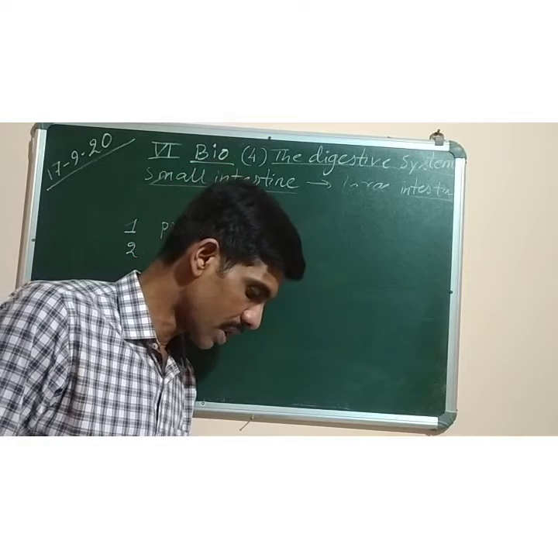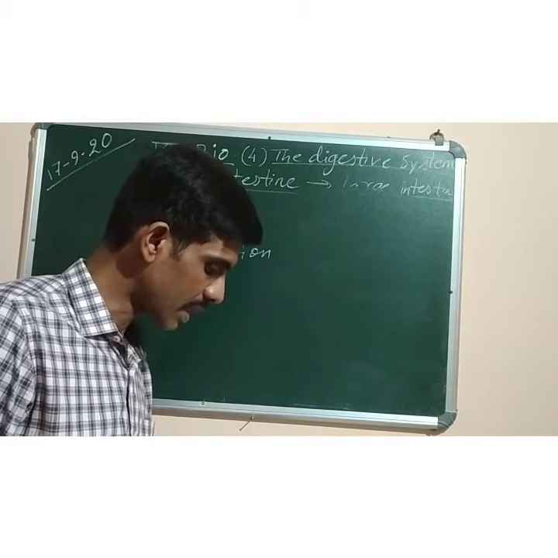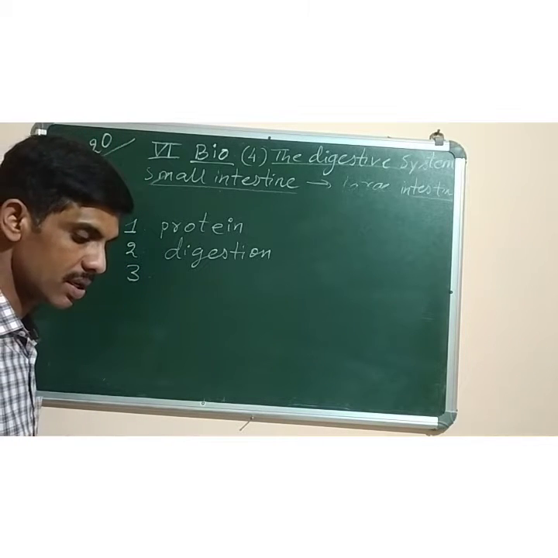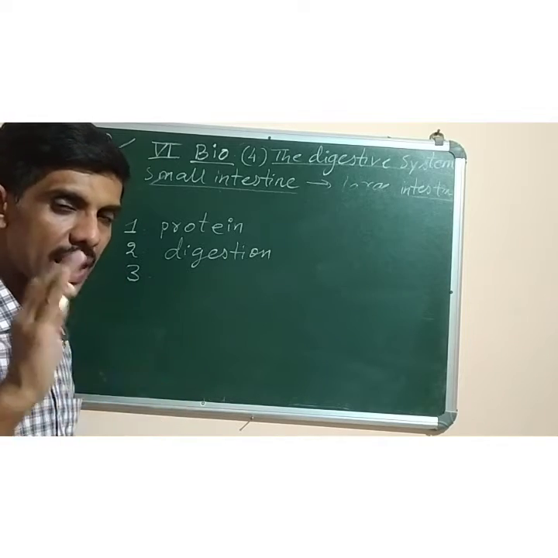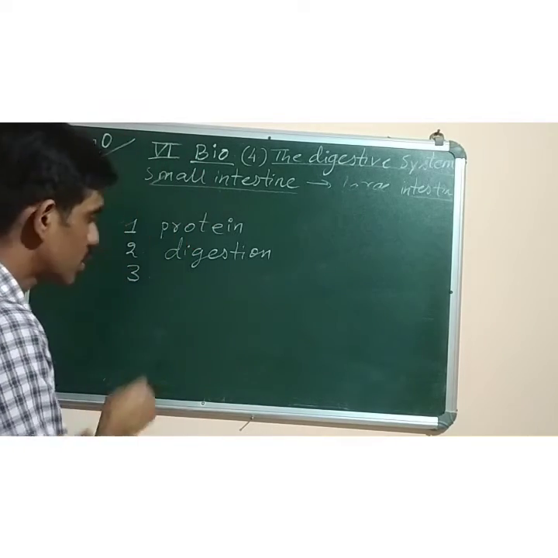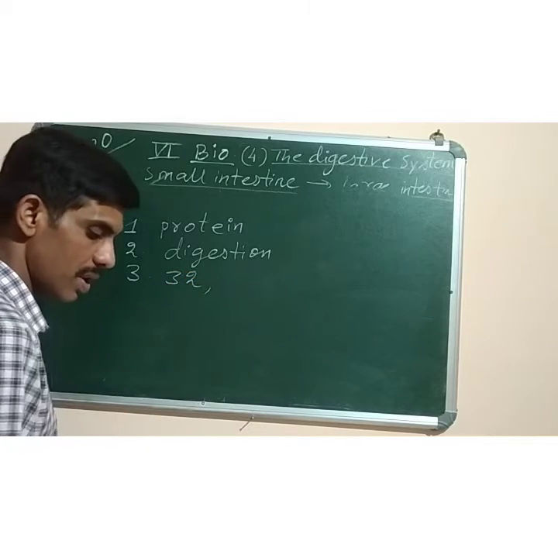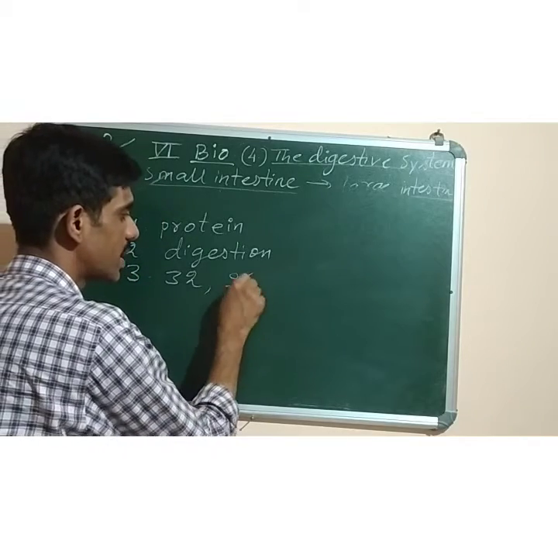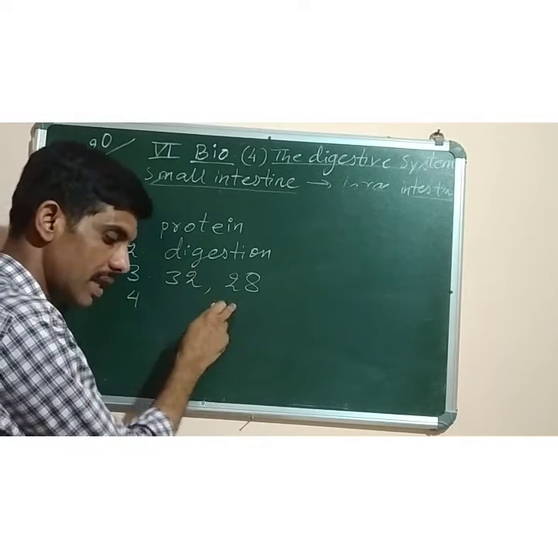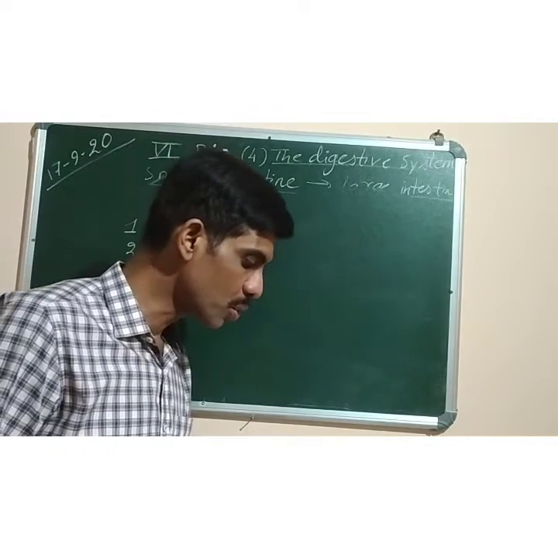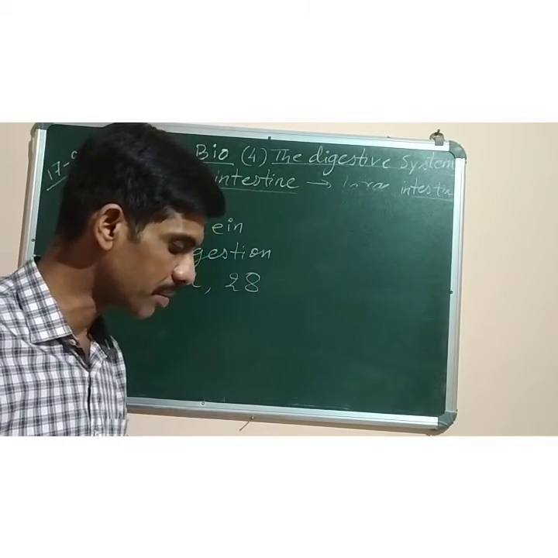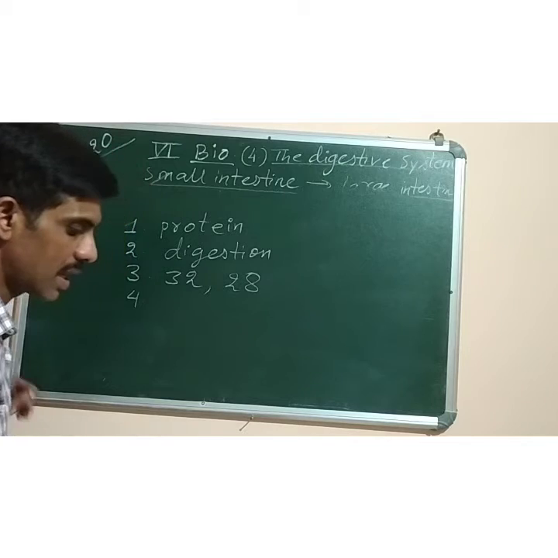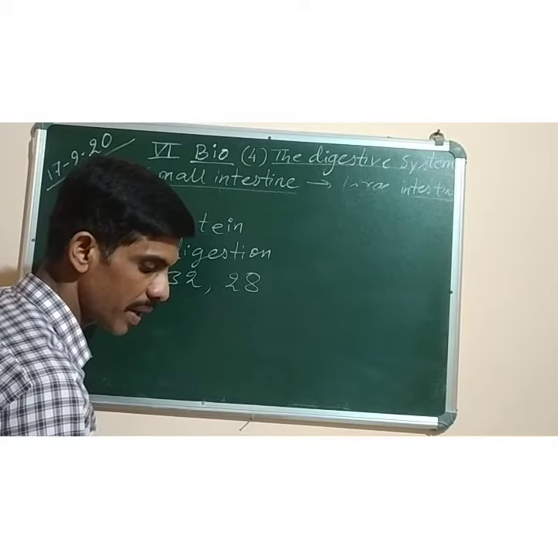Now the third question is: an adult human has 28 or 32, meaning how many teeth? So the answer should be 32. First blank will be 32. And a child like you will have 28 or 24, so it should be 28. The child will have 28 teeth and the adult will have 32 teeth. Because in the child the wisdom teeth, or the last molars, are not present. They appear only at the age of 20 or 21.